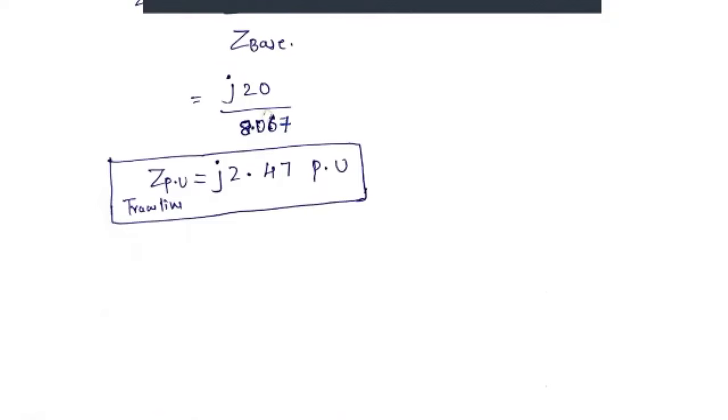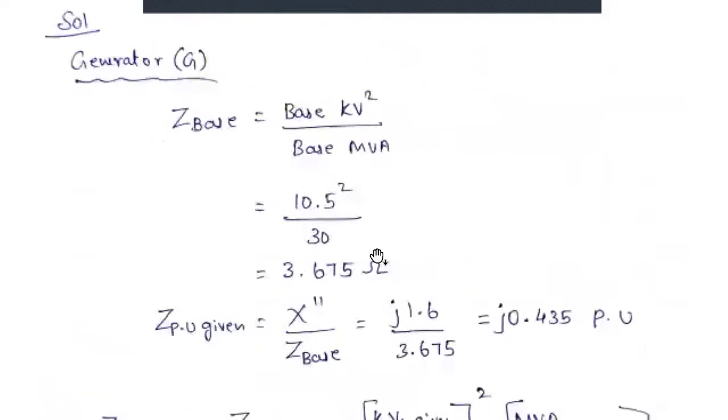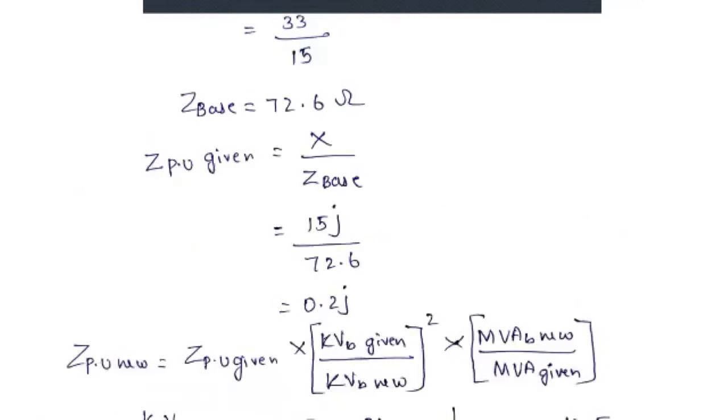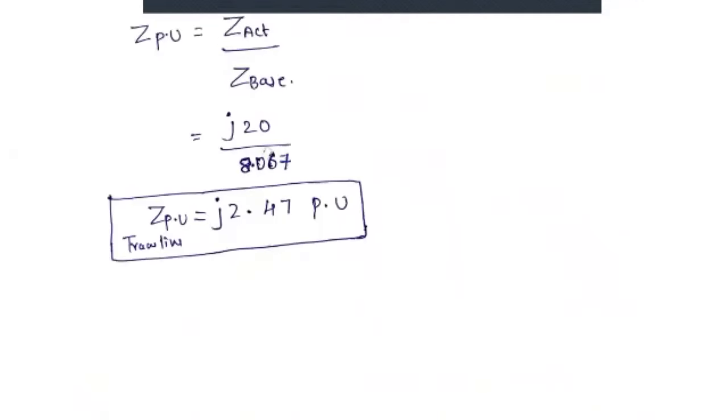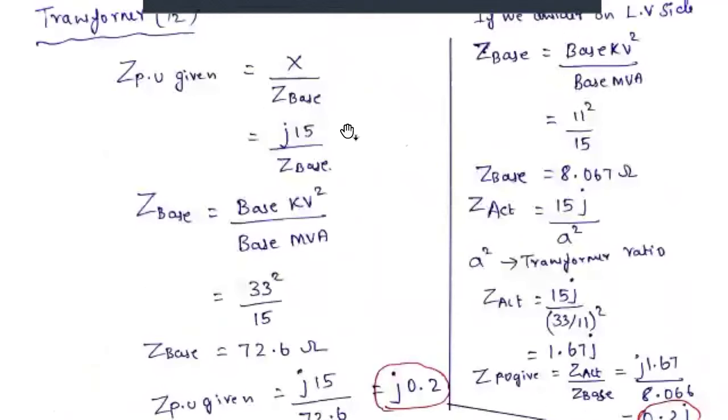Next comes the transformer 2, because in the diagram, whatever is given, next is transformer 2, the same values, and also refer to HV side. So transformer 2, the same thing, once again we need to calculate, or otherwise we can take the same value also, but we can calculate. If you calculate, you can understand better. So Z per unit given is equal to Z actual divided by Z base. Instead of Z actual, they have given us reactance. So reactance value we are taking as 15J divided by base value.